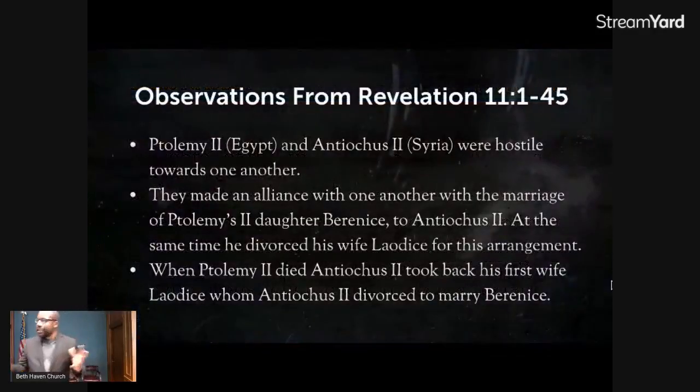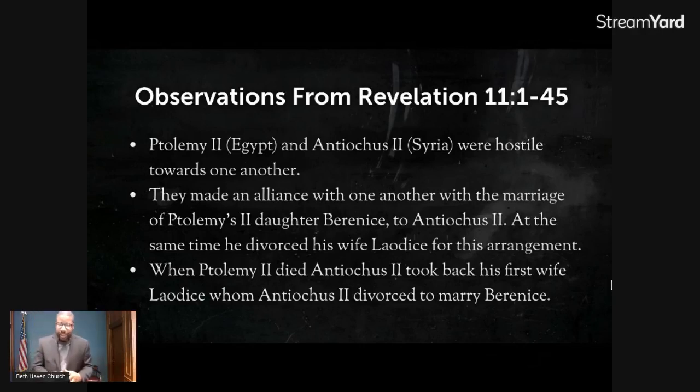Let's take a look at some of the details here and how this messenger has told history to Daniel and how it has been completed. Ptolemy II and Antiochus II, king of the south and king of the north, Egypt and Syria, are hostile towards one another. They don't really like each other very much. But for the sake of peace and not destroying one another, they made an alliance with the marriage of Ptolemy's daughter, whose name is Bernice, to Antiochus II, the king of the north.